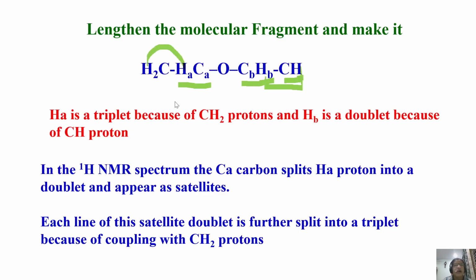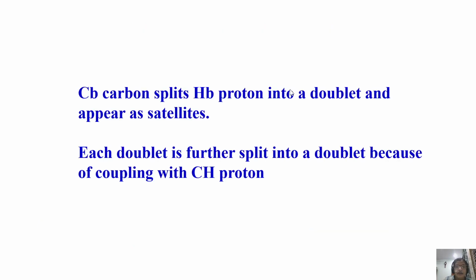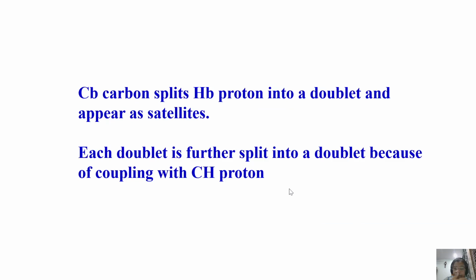Now let us see how the HSQC spectrum appears in a molecule of this type. So as I said again, carbon base splits into a doublet and appear as satellite. Each doublet further split into a doublet because of CH proton. That I just now discussed. Okay. Now carbon B, as I said, splits into a doublet because of proton B, and each line of the satellites is split further into a doublet because of its coupling with CH proton. That's what we know from the 1D spectrum.